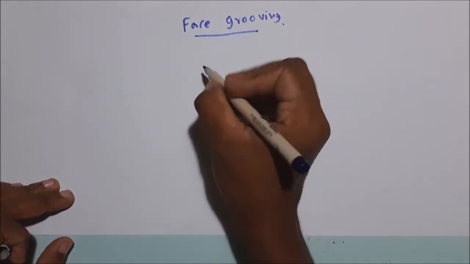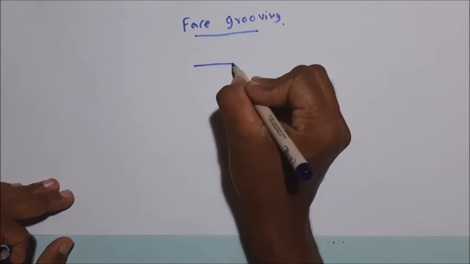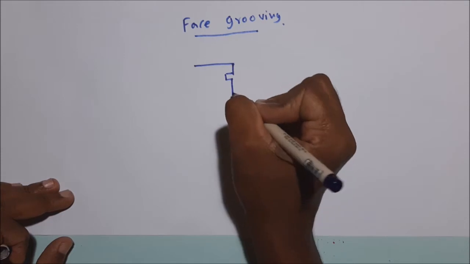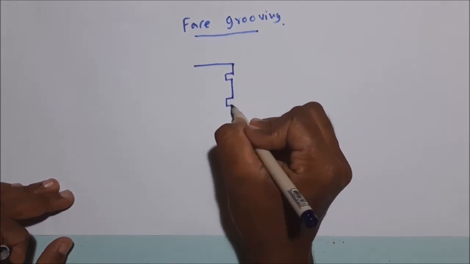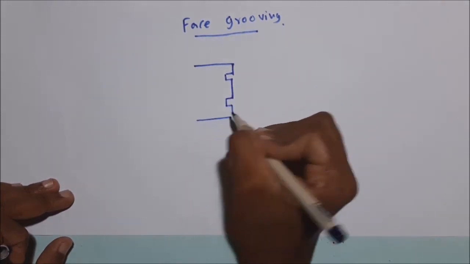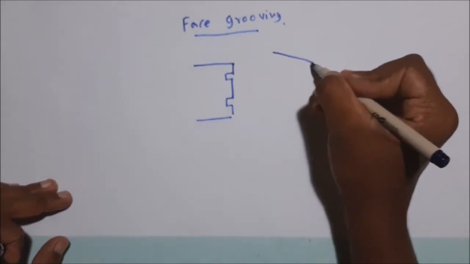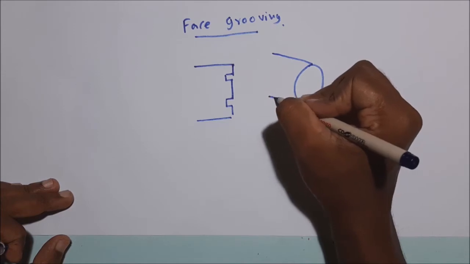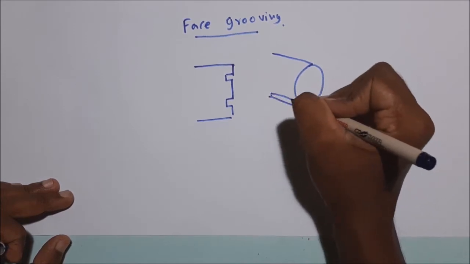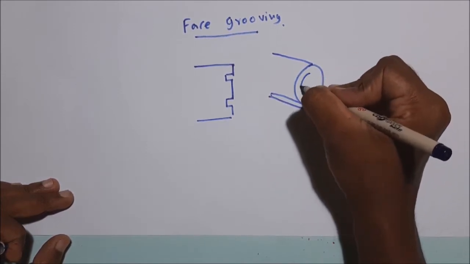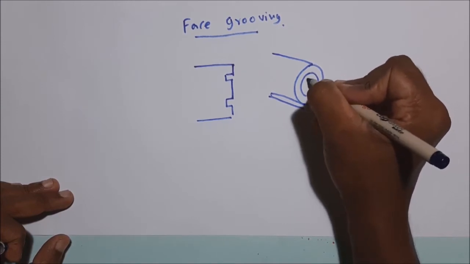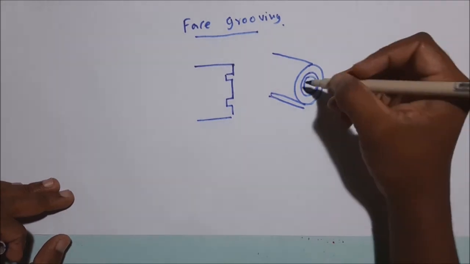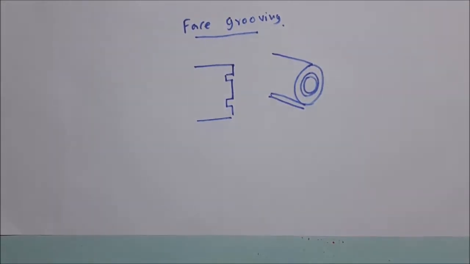That means this kind of groove, if you look from the cross-sectional view, is like this. If you look at the 3D view, it has this kind of shape. Generating this kind of groove is called the face grooving operation.